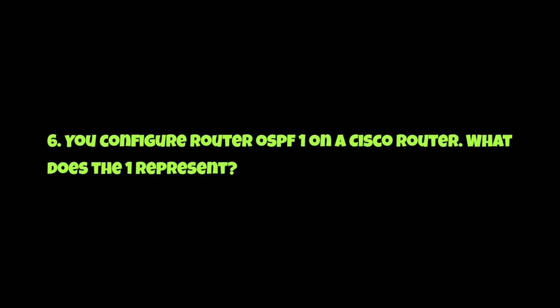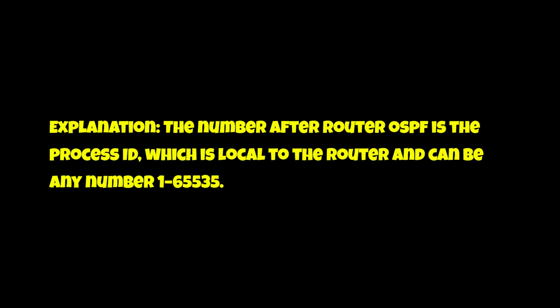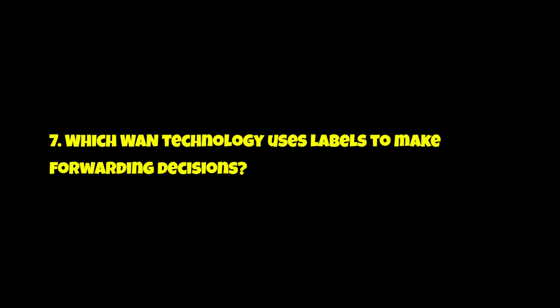6. You configure router OSPF 1 on a Cisco router. What does the 1 represent? A. The process ID local to the router, B. The OSPF area ID, C. The router ID, D. The network number. Answer: A. Process ID. Explanation: The number after router OSPF is the process ID, which is local to the router and can be any number 1 to 65,535.